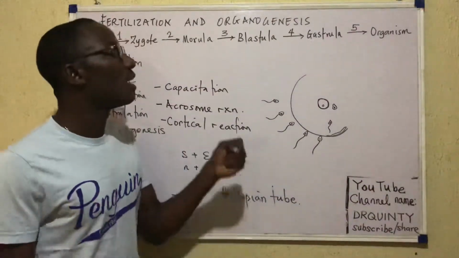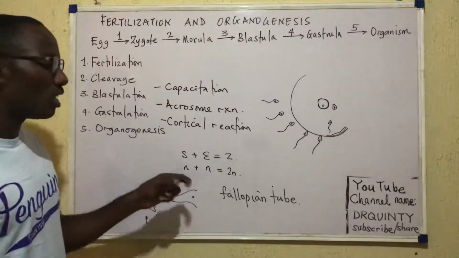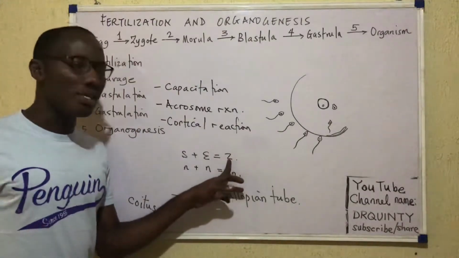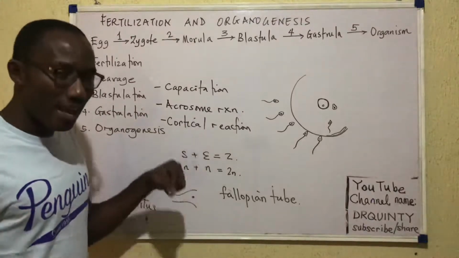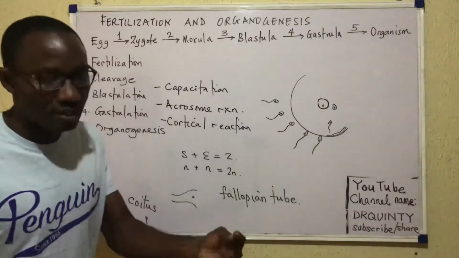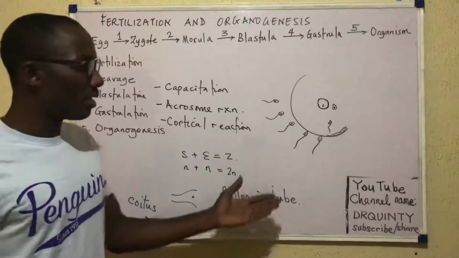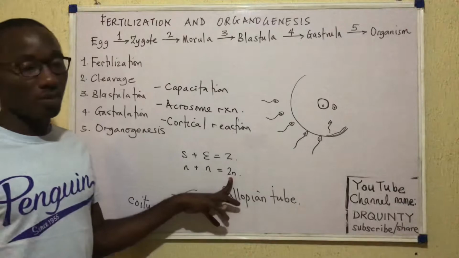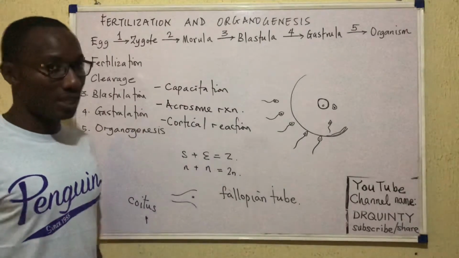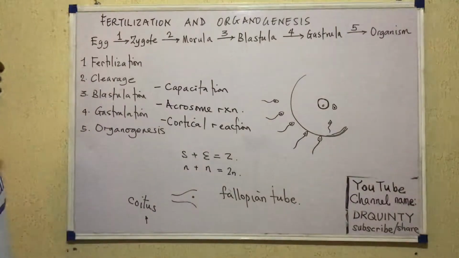So which means a zygote is actually not two cells. Instead, a zygote is one cell. A zygote is an egg cell that has been fertilized. So at the end of fertilization, yes, we get a zygote that is diploid in terms of number of chromosomes. And of course, that's the very end of fertilization.